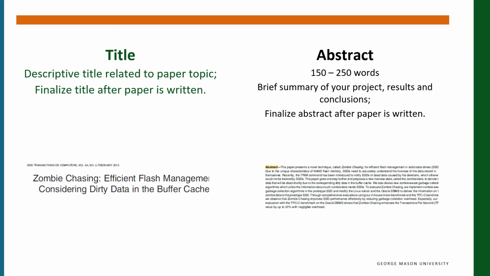The title is followed by the abstract. In IEEE papers, the abstract is 150 to 250 words, and it summarizes your project, why and how you did it, and what you learned by doing it. The abstract is not usually written until the paper is finished, ensuring that the abstract aligns with the paper.